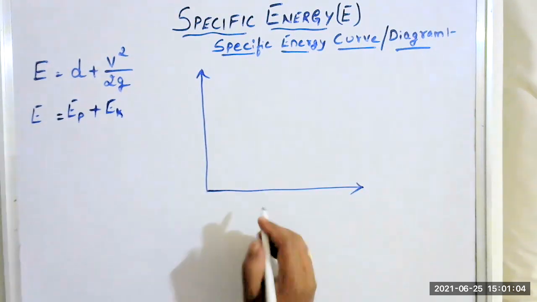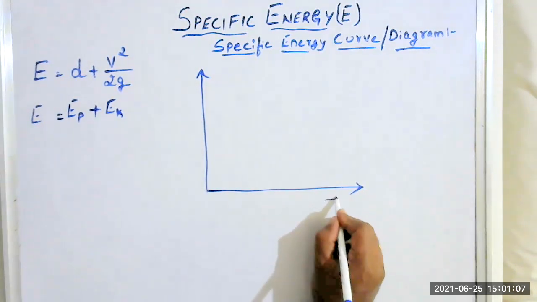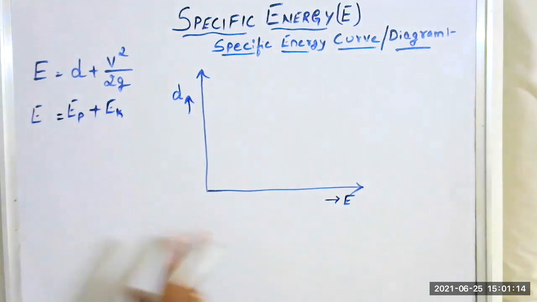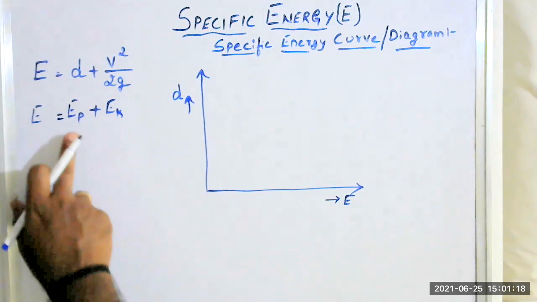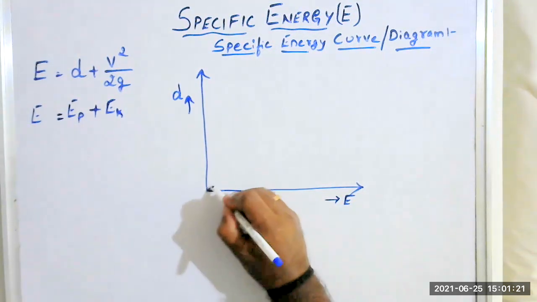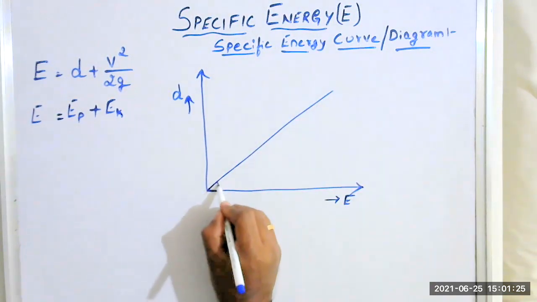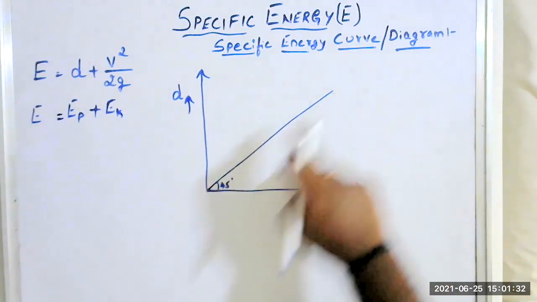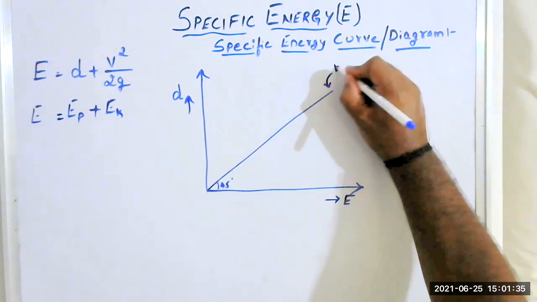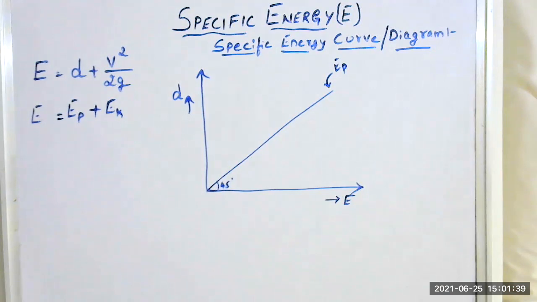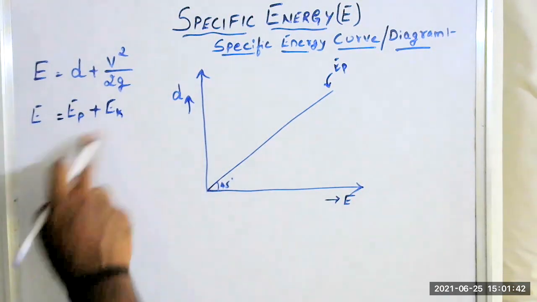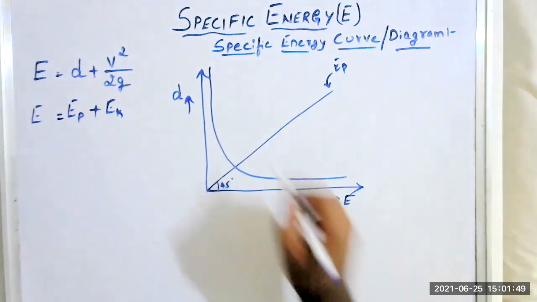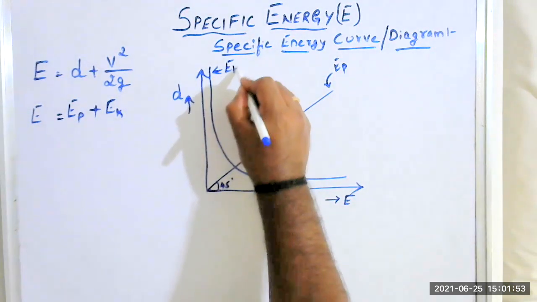So the specific energy is nothing but the sum of the potential energy and the kinetic energy. The specific energy curve is a variation of the specific energy E with respect to the depth of flow D. By observing this, there is a potential energy and the kinetic energy. The potential energy starts from the origin, is linear in nature, having an angle of 45 degrees with respect to the x-axis or the horizontal. This curve is called the potential energy curve, which represents EP. Now, the second curve of the specific energy is the kinetic energy curve. The variation of the kinetic energy will be like this. It is parabolic in nature. So this curve represents the kinetic energy curve.